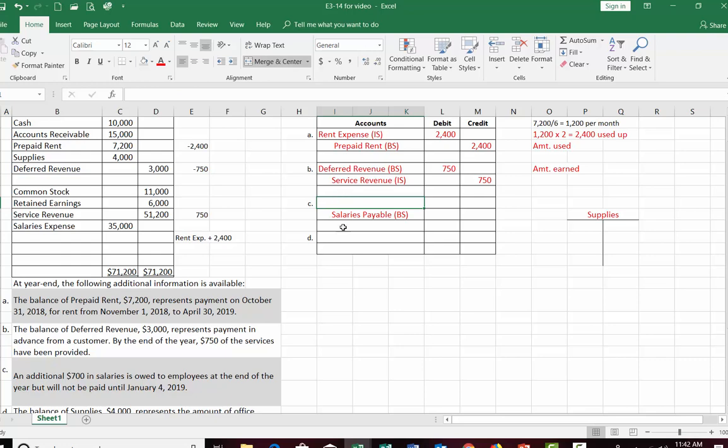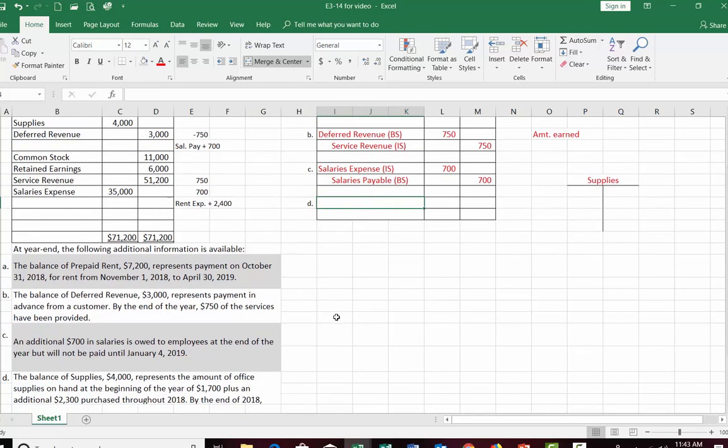All right. So what is the other half of this entry? It's going to be salaries expense. That's an income statement account. Okay, 700, 700. So our salaries expense is going to go up by 700, and we're going to add to salaries payable plus 700.